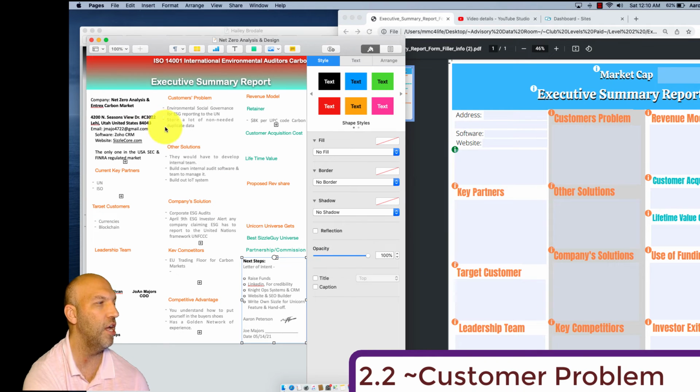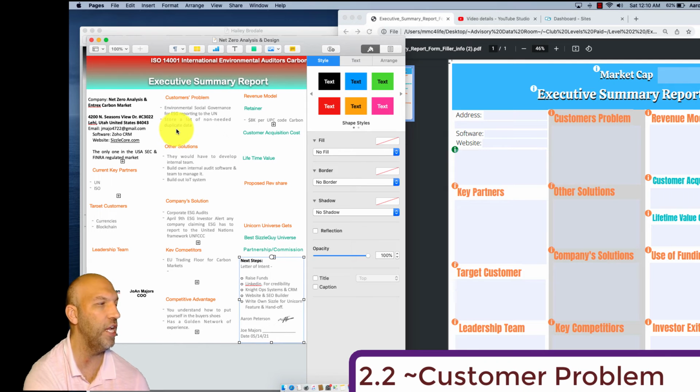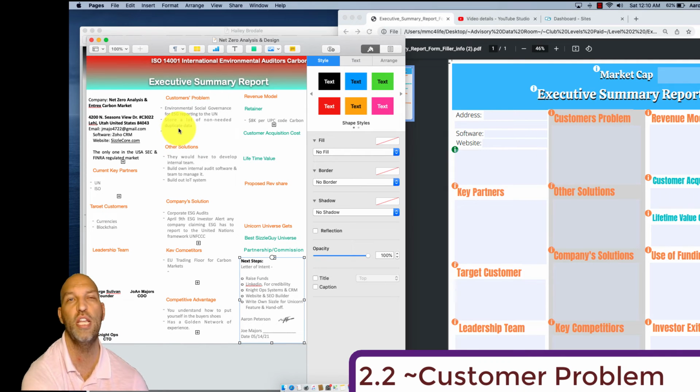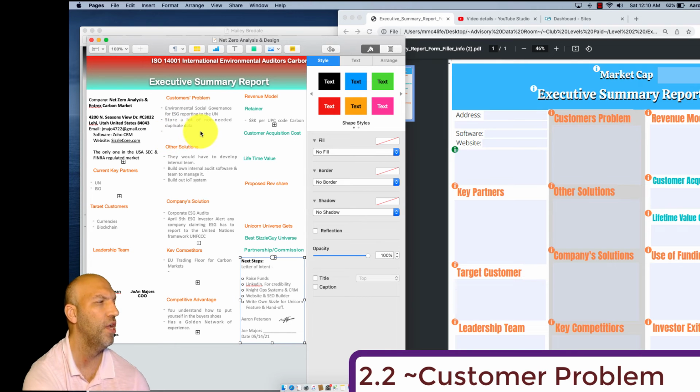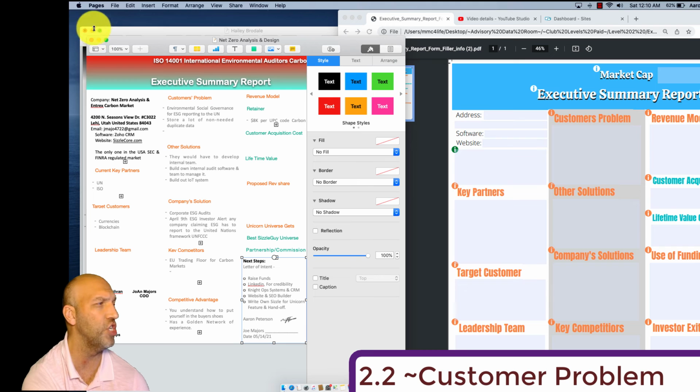And then let's see, Net Zero was a company that wanted to get their company to zero carbon credits, so it's a passive thing. And so environmental social governance, for ESG reporting to the UN, store a lot of non-needed duplicate data. So they're looking to do a blockchain for ESG, basically.